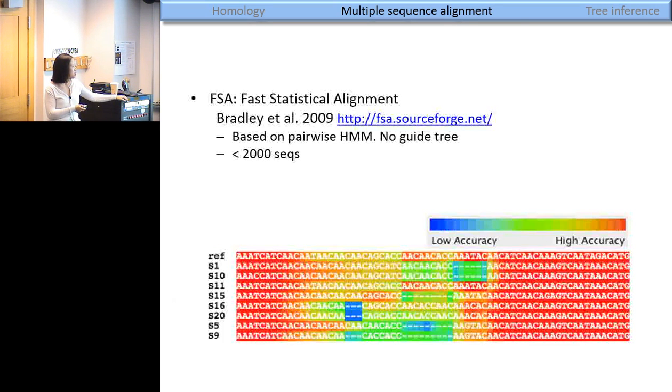So, another tool that uses a completely different method is FSA, Fast Statistical Alignment.